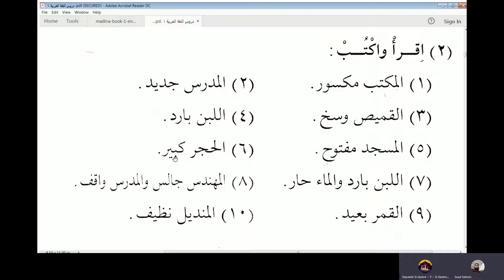Al-hajaru kabirun. The rock is heavy? It's big. Big, kabir, big. Al-labanu baridun, and al-ma'u harrun. The milk is cold and the water is hot.